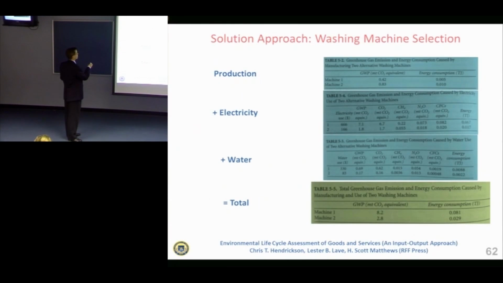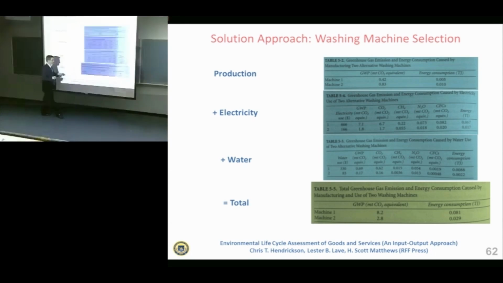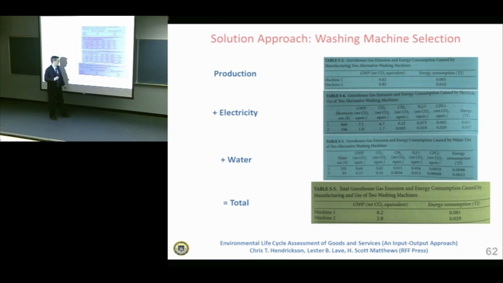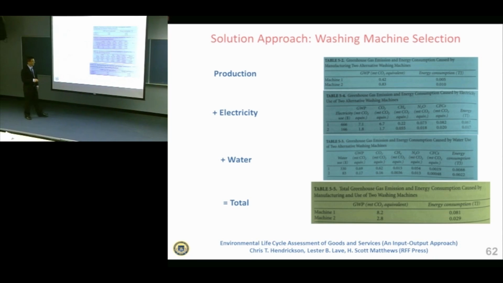So then you add up production, electricity, and water, and you get your total greenhouse gas emissions here, expressed as global warming potential, which if you go to Sarang's office hours, you're really going to understand. What that means is it has megatons CO2 equivalent. 8.2 for machine 1, and for machine 2 it's 2.8.